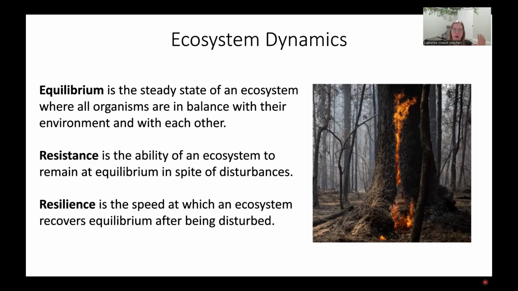We have a word for an ecosystem that's stable. We call it equilibrium. In equilibrium, all of the organisms are in balance, everybody is supporting each other, your ecosystem is functional, it can maintain that habitat for a long period of time. Now, resistance is your ability to withstand equilibrium in spite of disturbances. And resilience is if there is a disturbance, how quickly you can bounce back to equilibrium.